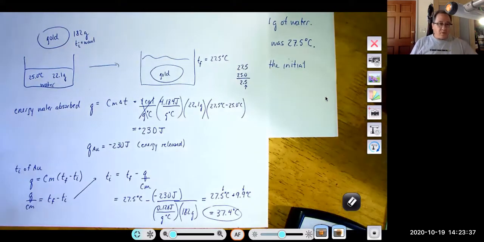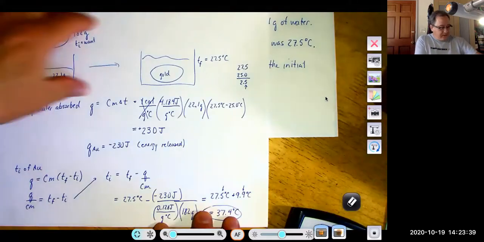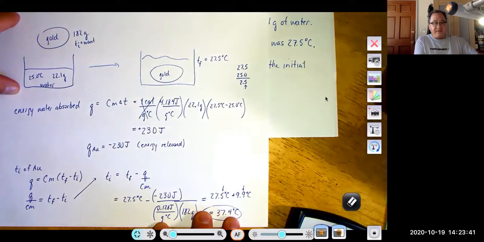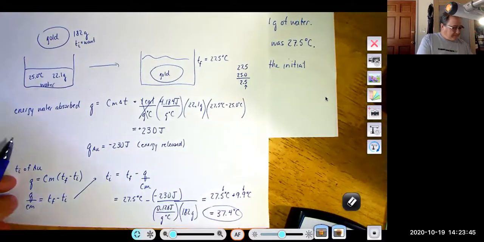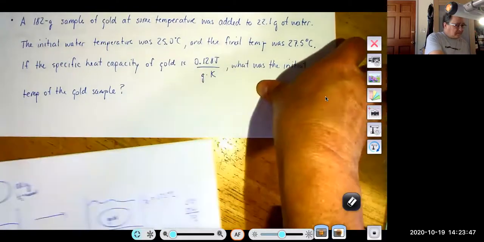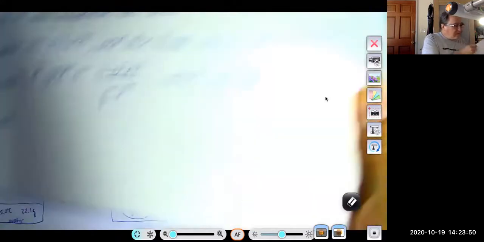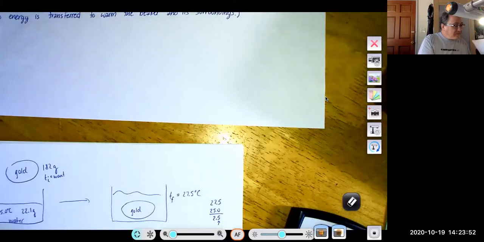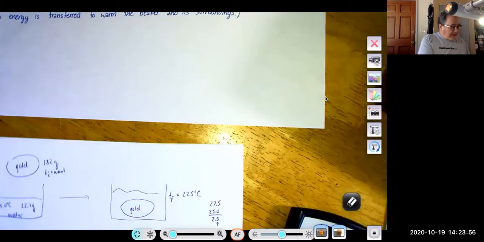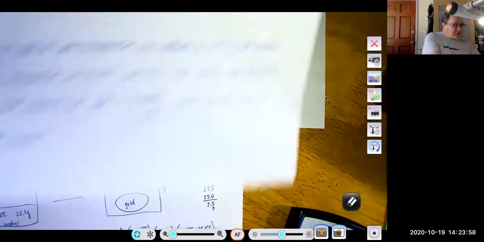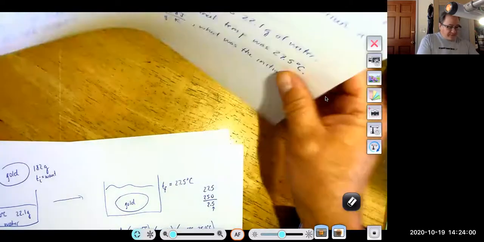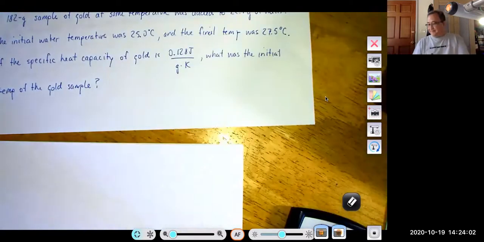Now, you aren't required to draw something on the exam, but sometimes it helps to do that so that you can keep track of things. Okay, we're just going to do one more problem, and this one is a doozy.